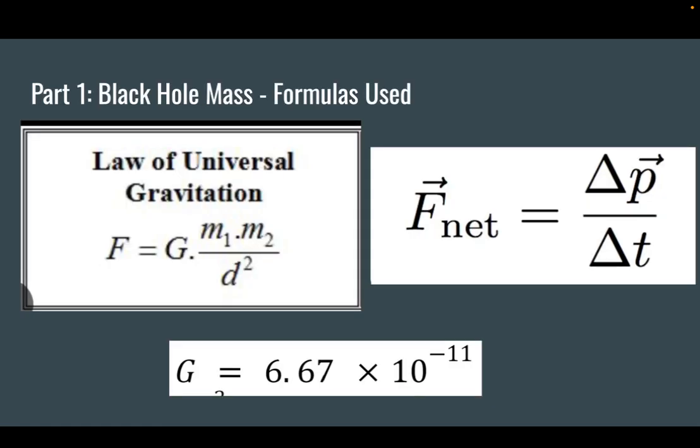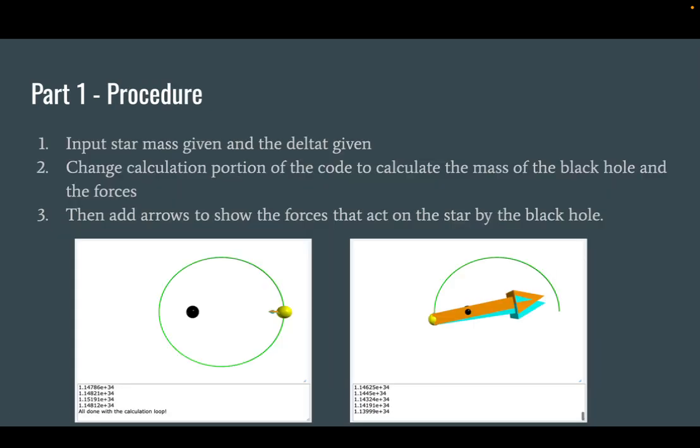So for part one, this is to find the black hole mass. These are the formulas used. We use the law of universal gravitation, F net equals delta p over delta t, and then that's the gravitational constant. This is the code. You can see this is all the code that I used to find the mass. The bottom right one is all my calculation code and includes my arrows, and the top right one also includes the calculation.